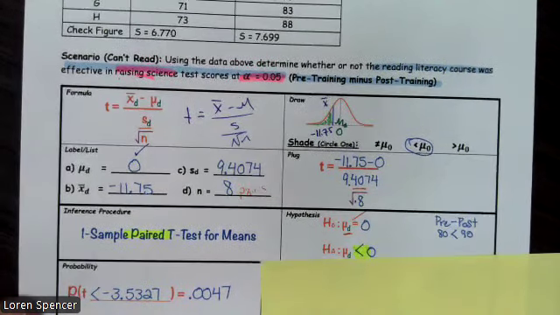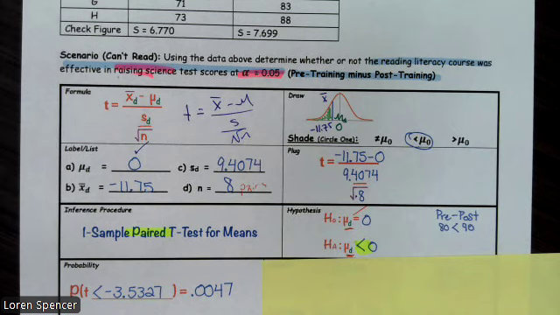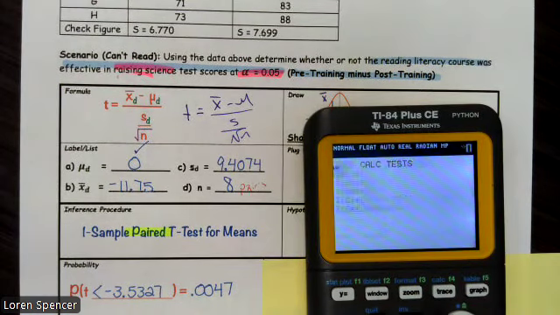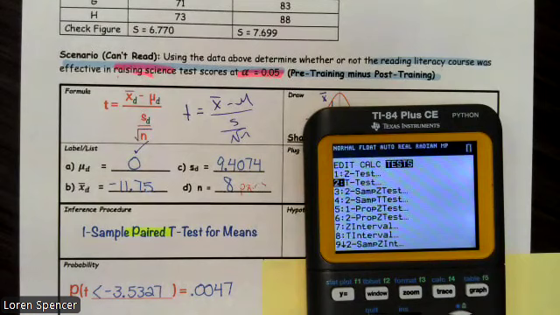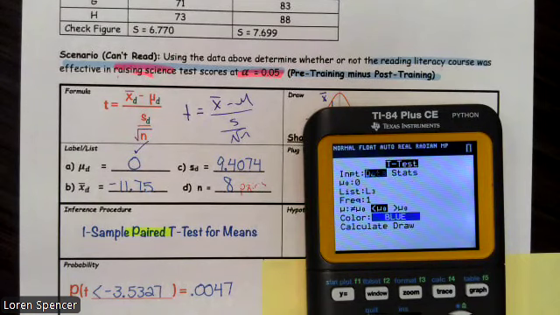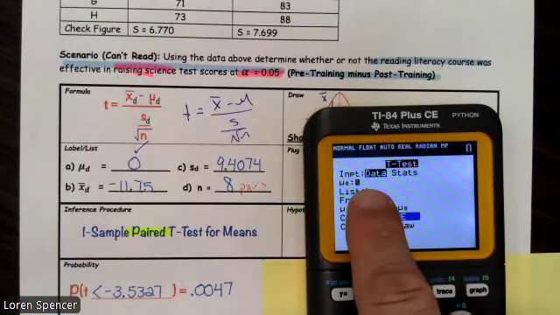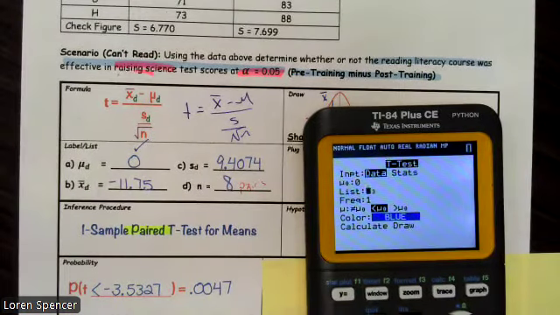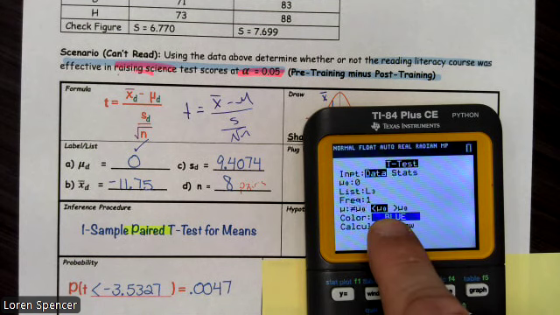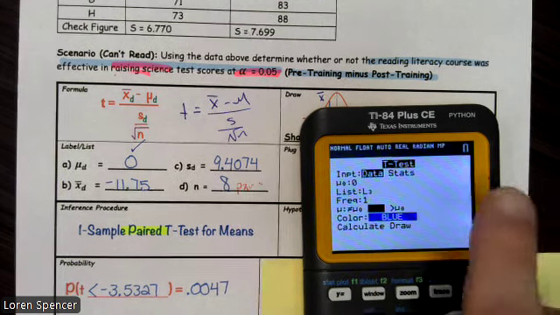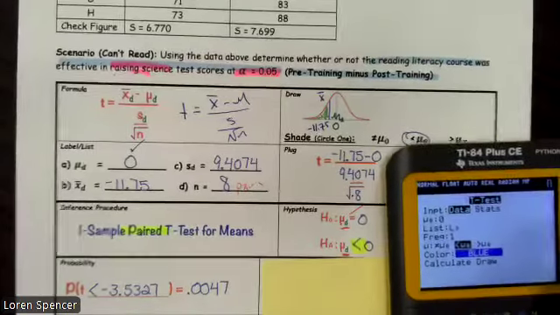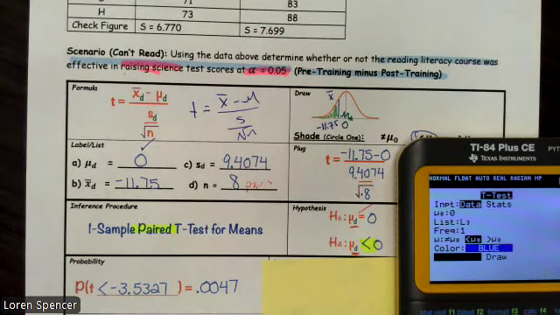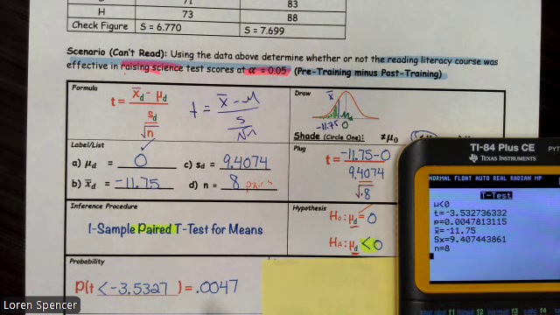So let's go ahead and run the test. Now you can already see that I've already slid that up. So stat, test, t-test, because it's running just like a regular t-test. Our mean was 0. Our data list is L3, so blue 3. We want less than, because that's what we said our alternative hypothesis was. And we calculate, and we get a t of negative 3.5327 and a p-value of 0.0047.